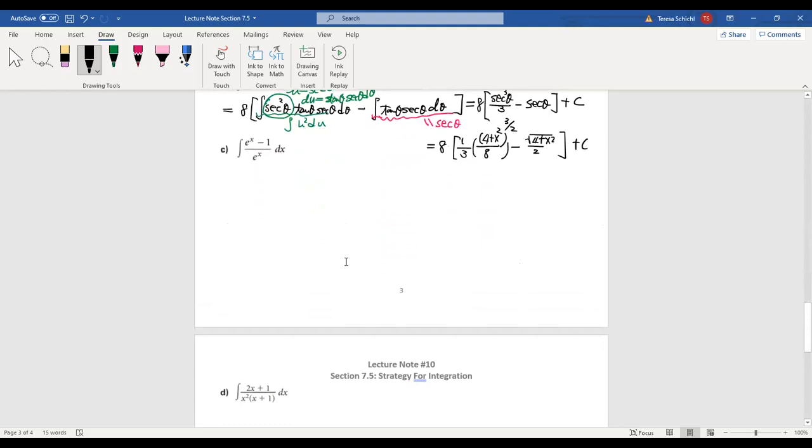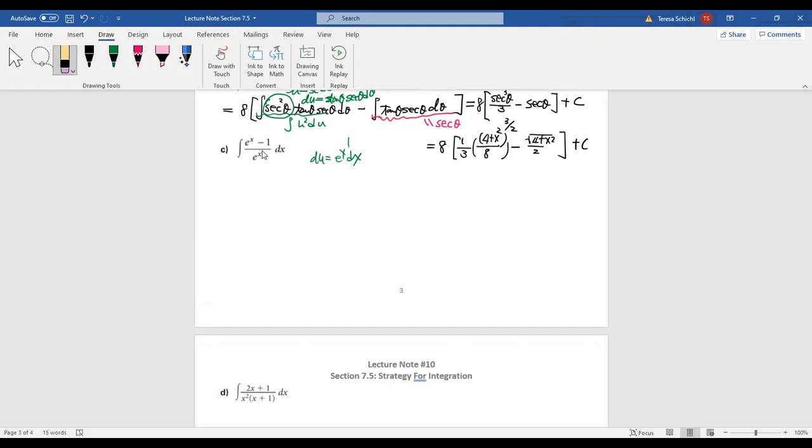All right, so let's take a look at this one here. This is e^x minus 1, and the e^x dx is here. So for this one, first thing you can say is, hey, just follow what we did in the other one. I can say u is equal to e^x minus 1, and then du is equal to e^x dx. The problem here is that this e^x is in the denominator, so you cannot set this one.